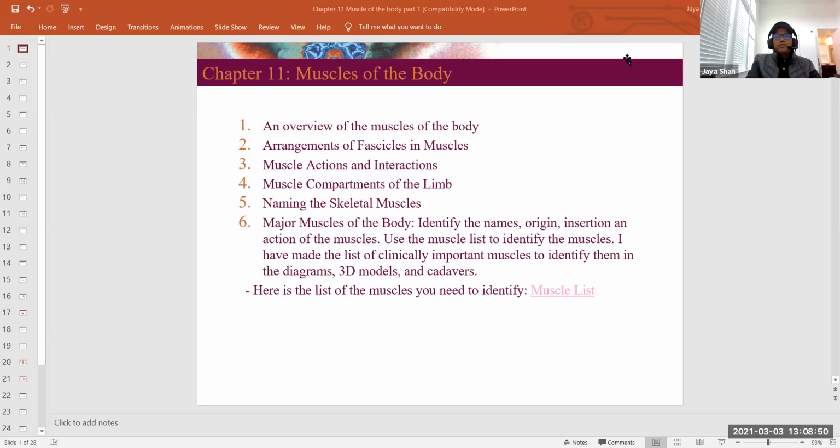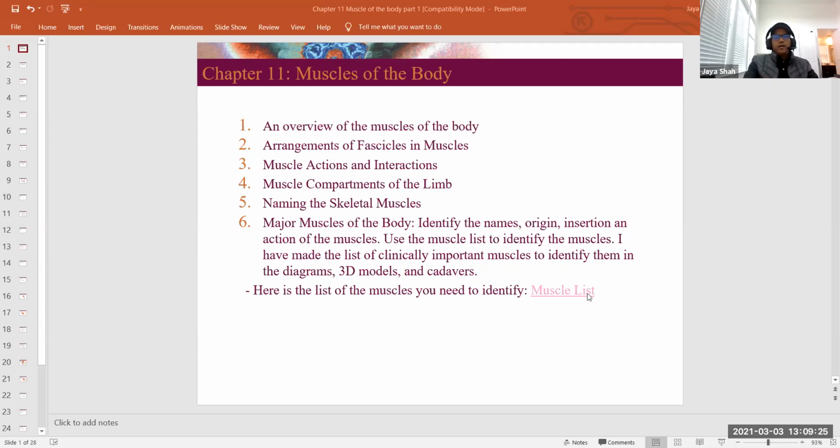Okay. So the compartment and compartment syndromes. Then we will talk about naming of the skeletal muscles. So let's see, we say biceps, triceps, gluteus maximus, medius, minimus, brachioradialis, sternocleidomastoid. Why do these muscles have different names? There is criteria for naming them, and we will talk about those criteria.